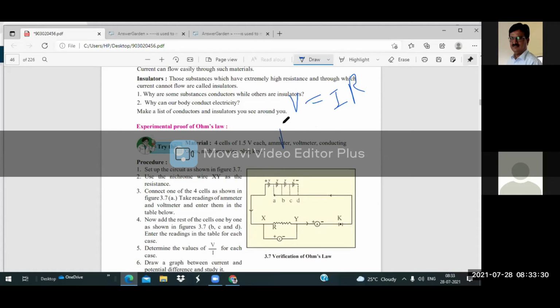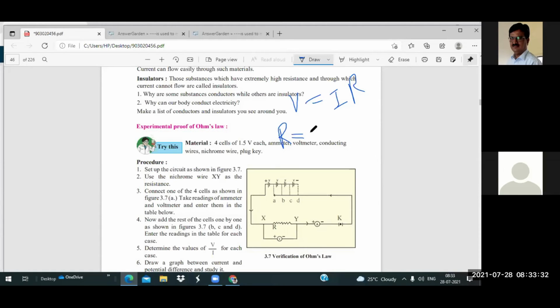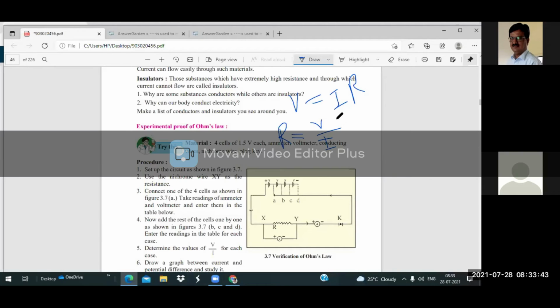Or we have arranged the formula like this: R is equal to V upon I. This means we can measure the resistance of that circuit with the help of the voltage, the potential difference passing through it, and we take I as the denominator. So this is our yesterday's Ohm's law.